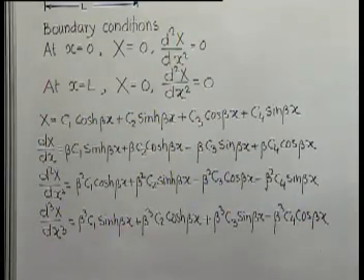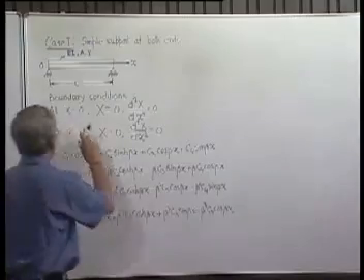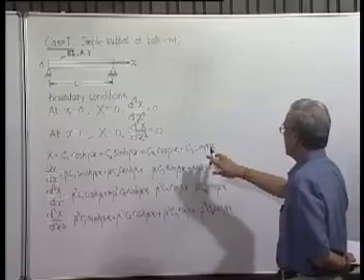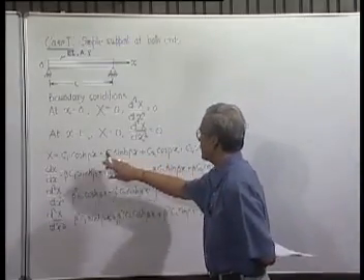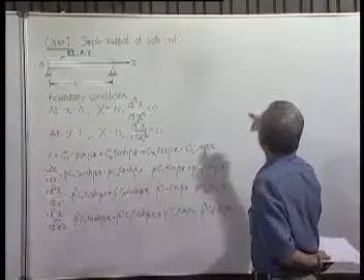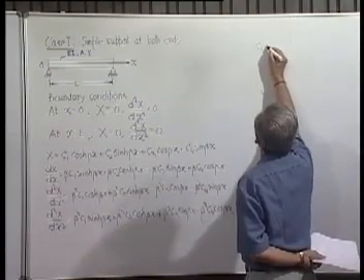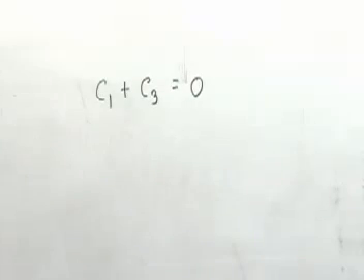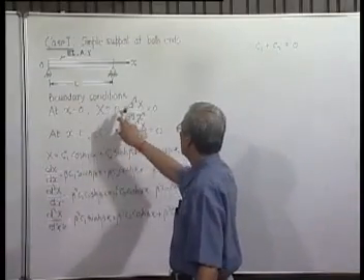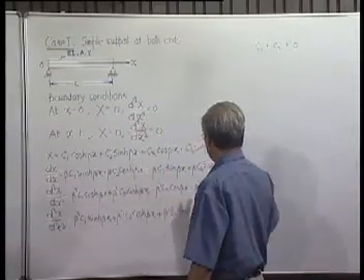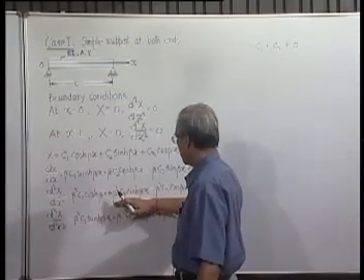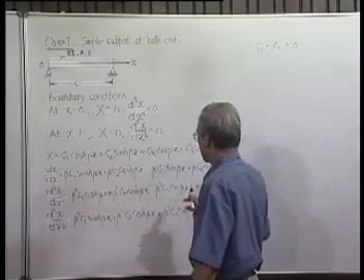Now if we apply the first condition, that is at x is equal to 0, capital X is 0. Now at x is equal to 0, this term vanishes, this becomes 1, this becomes 1. So C1 plus C3 equals 0. Similarly, we find that at x is equal to 0, d2X dx square, that is this term, is also 0. If you put 0, then obviously this term goes and this term also goes. This becomes 1, this becomes 1.